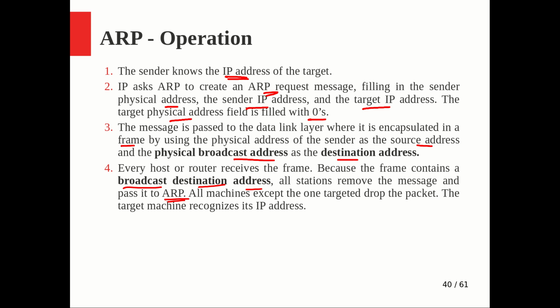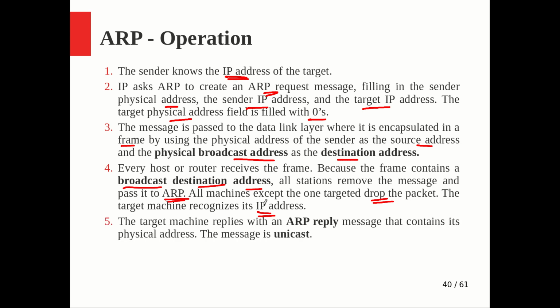So all machines except the target, if it is not for them, will drop it. Other than the target, everyone will drop it. The target machine recognizes its IP address, of course, and is ready to give the reply. The target machine replies with an ARP reply that contains its physical address, and the reply is typically unicast while the request is broadcast.